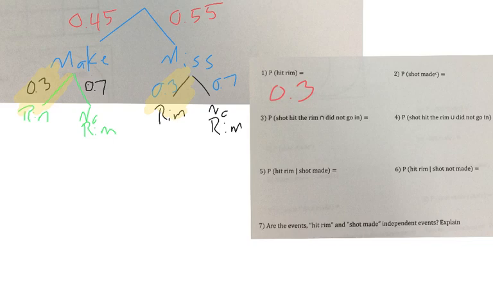You would have to multiply down the branch. We would have to go from 0.45 times 0.3. You see how I've worked my way down this branch to hit the rim? So what is 0.45 times 0.3? 0.135. And then, is that the only branch that has hit the rim? No, there's another one here. So I've got to track down that branch, which is 0.55 times 0.3. That'd be 0.165.